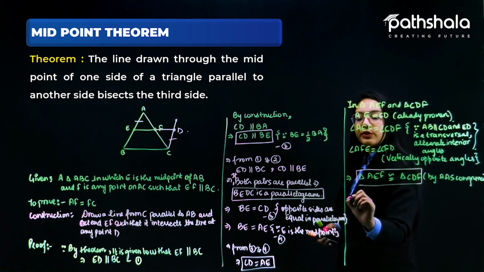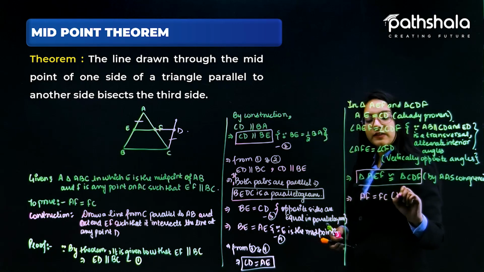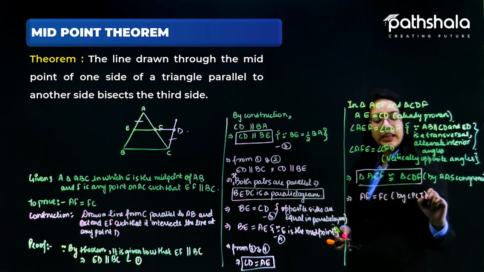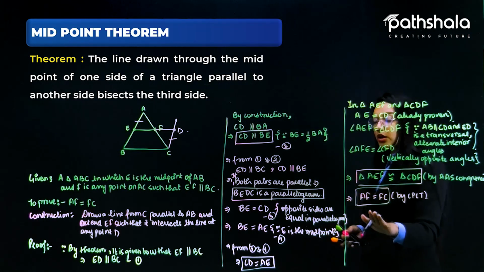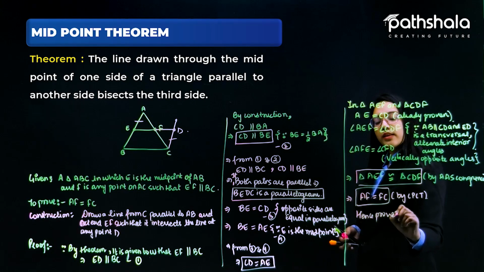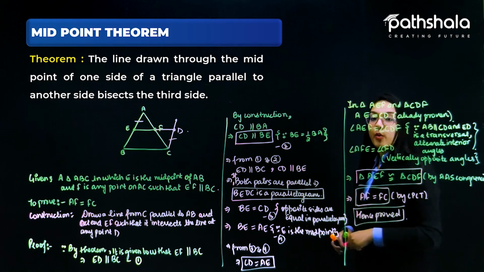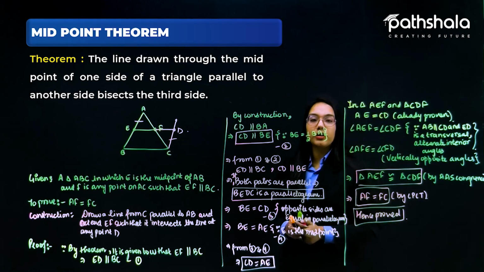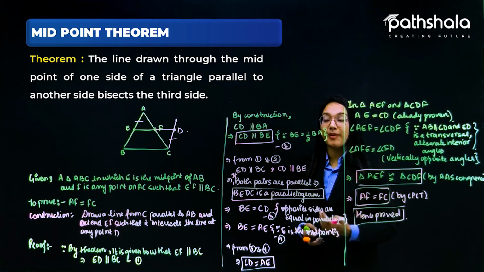And if the two triangles are congruent, then AF is equal to FC by CPCT. If the two triangles are congruent, then their corresponding parts are also equal. So AF is equal to FC is the thing that we have to prove. Hence it is proved that the line drawn through the midpoint of one side of a triangle parallel to another side bisects the third side. So we have proved this converse of the midpoint theorem.